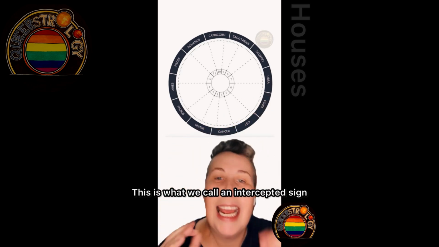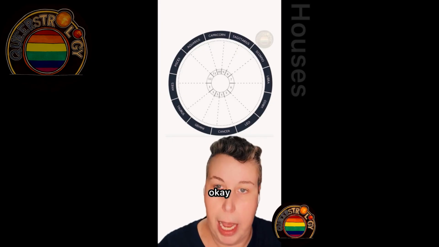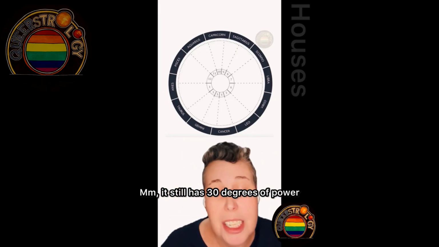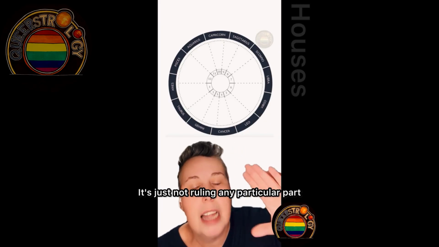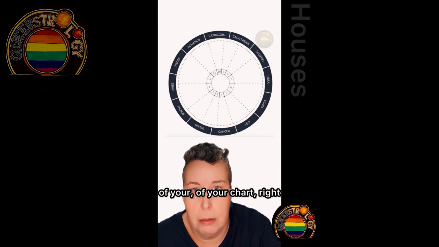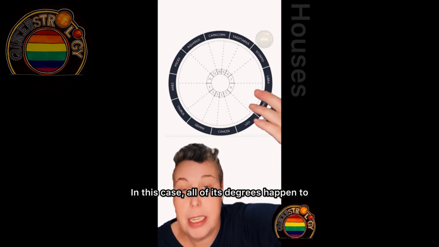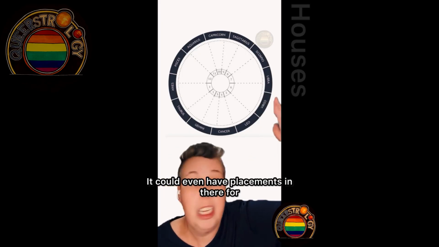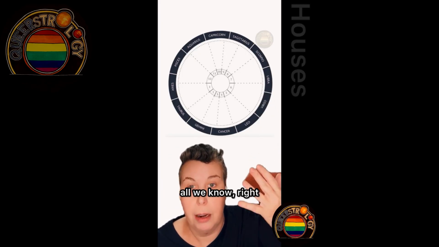This is what we call an intercepted sign, okay? And people are always like, that means it's not as powerful. It still has 30 degrees of power. It's just not ruling any particular part of your chart, right? In this case, all of its degrees happen to be in the sixth house. So it still has 30 degrees. It could even have placements in there for all we know, right?